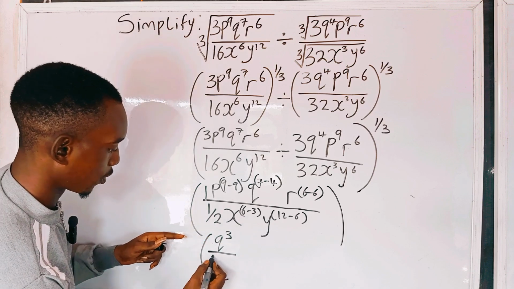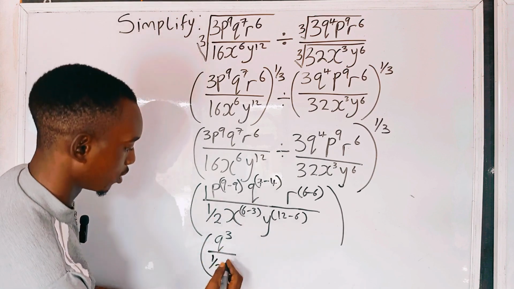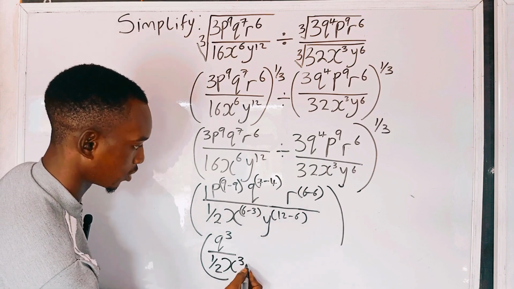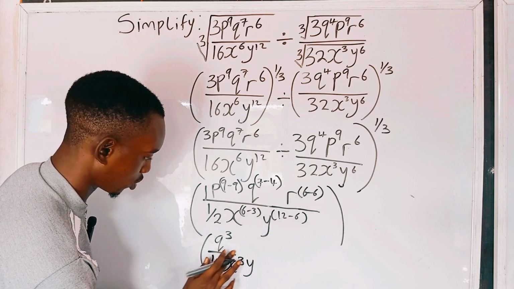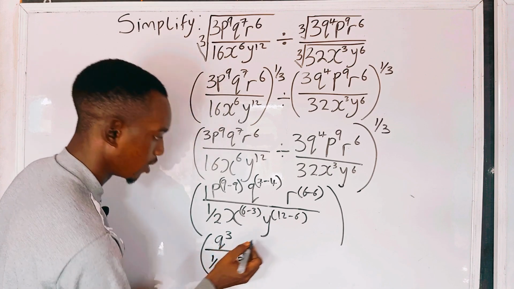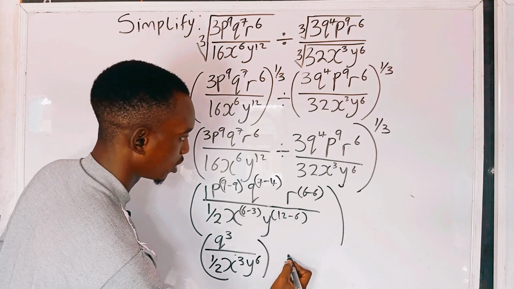All over, we have 1 over 2. Then here also, 6 minus 3 gives us 3. So x to the power of 3. Then here, 12 minus 6 gives us what? 6. Now we are not done here.